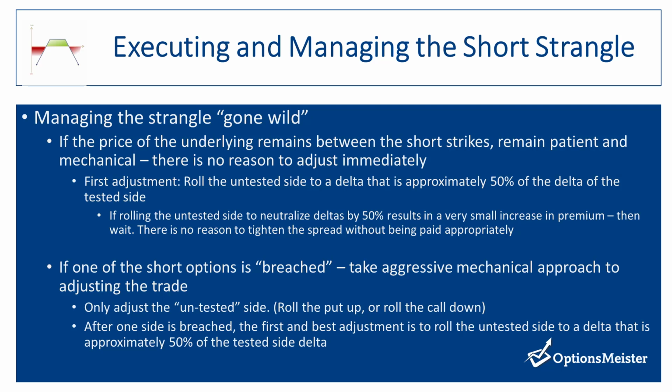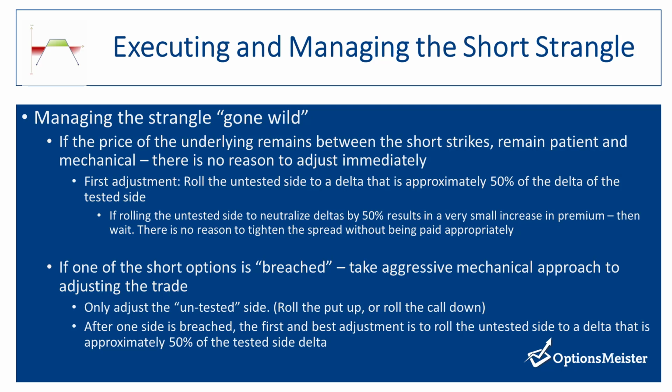adjust immediately. Should the price of the security near one of the short strikes, but without breaching that strike, you may choose to adjust by neutralizing the deltas by 50%. Neutralize by 50% simply means roll the untested side to the strike that has a delta of 50% of the strike of the tested side. I would caution you that if rolling the untested side to neutralize deltas by 50% results in a tiny increase in premium, then wait. There is no reason to tighten the spread without being paid appropriately.